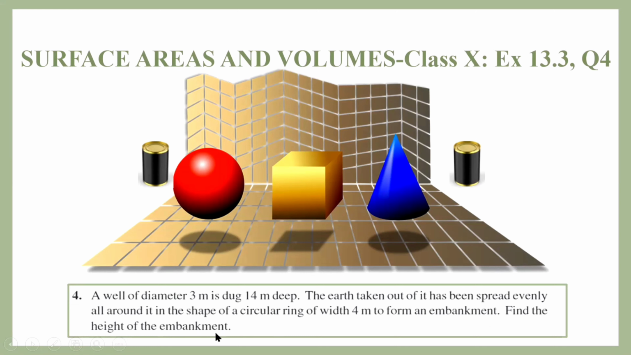So we have the cylindrical well with height h1 equal to 14 meters, and the earth dug out from this well is used to make an embankment. So I can say that the volume of the earth that is being dug out is equal to volume of the earth used in making this embankment. Or I can say that the volume of this cylindrical well will be equal to volume of this embankment.